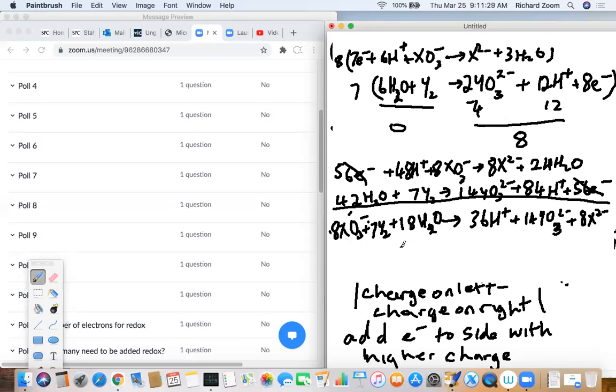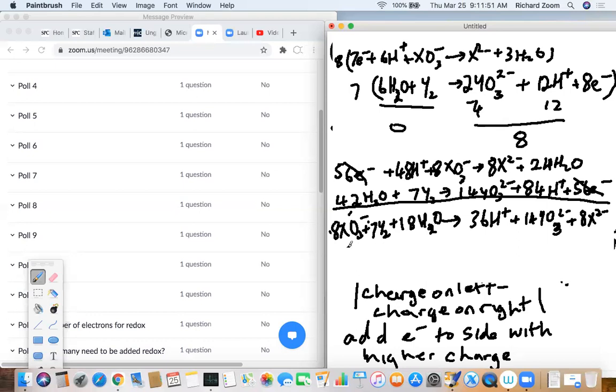The total charge on this side is going to be minus 8. And on the other side, we've got 36 minus 28, which is 8, minus 16, which is negative 8. So it must be right. So I know that this is correct.